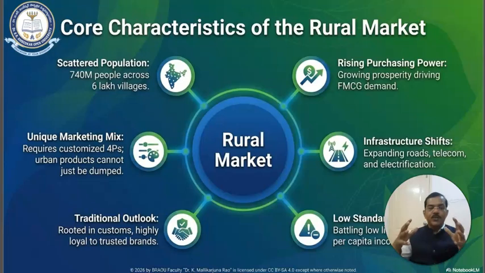and the market requires a unique marketing mix. Infrastructure is shifting, with road connectivity, telecommunication, and electrification improving in the markets. The traditional outlook is rooted in customs, with high loyalty to established brands. The marketing mix also requires customized 4Ps. Urban products cannot be dumped, friends. So these are the major characteristics of the rural market in India.